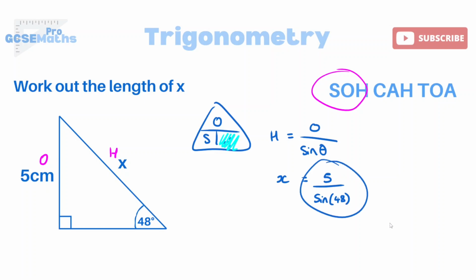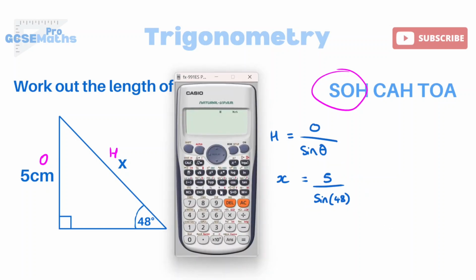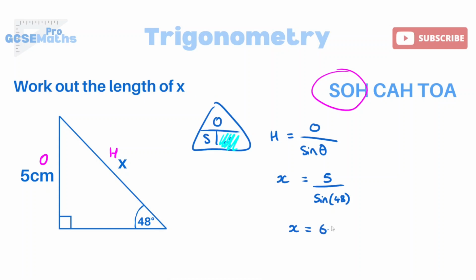So this is what I need to put into my calculator. So grab your calculator, fraction, 5 divided by, and then you just press the sin button. It will open up a bracket. So you put 48, close the bracket, and then equals. Most of the time you're going to get loads of decimals. So in this case, we're just going to round to 1 decimal place. That will be 6.7. And because the hypotenuse is a side, I'm obviously going to put centimetres. That's my answer. We went through it quite slowly, but that's it.